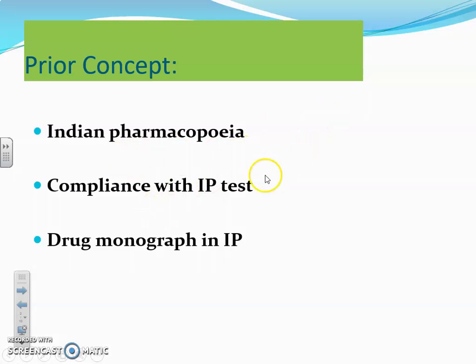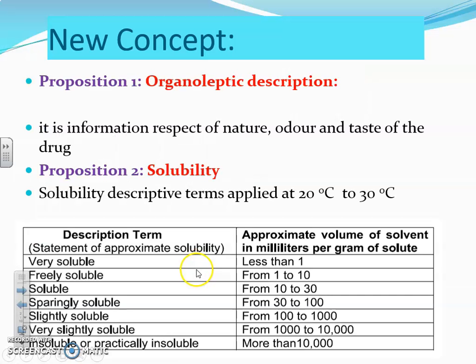Indian Pharmacopoeia. What is Indian Pharmacopoeia? Compliance with the test, whether it complies or does not comply. Drug monograph, what are the components of a drug monograph, we already discussed. This again is a concept we already discussed in the identification of aspirin and the identification test for paracetamol. So organoleptic descriptions such as nature, odor, taste come under the organoleptic description. Then in solubility, the descriptive terms are applied at 20 to 30 degrees Celsius, such as very soluble, freely soluble, soluble, sparingly soluble, depending on the description specified in the official pharmacopoeia. The same solubility concept is used, which we already discussed in the previous experiment.